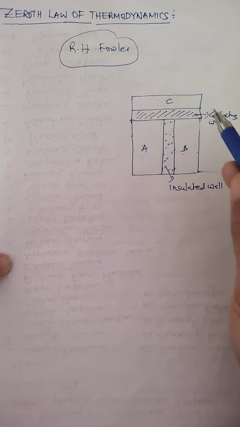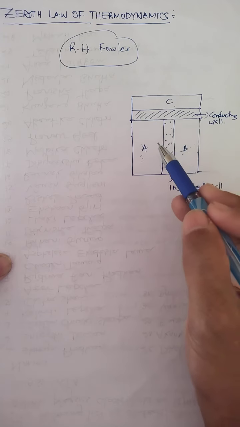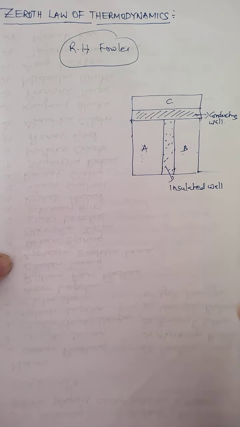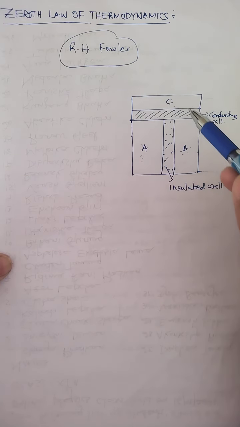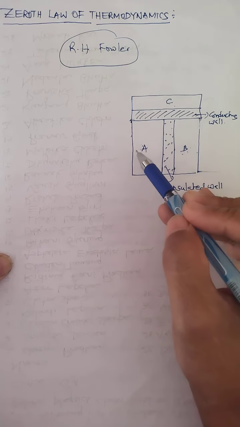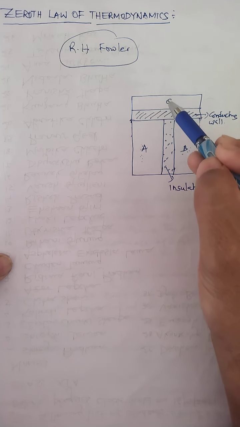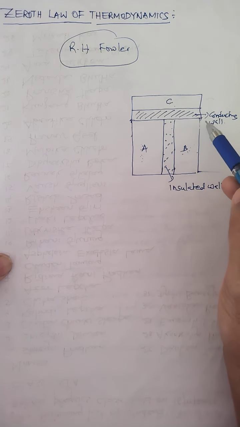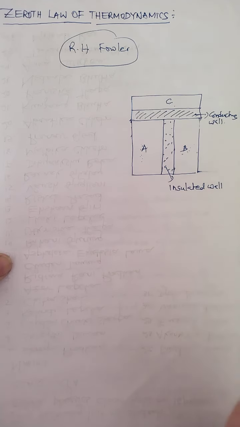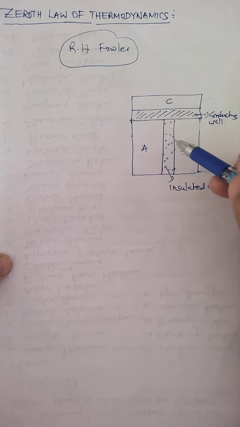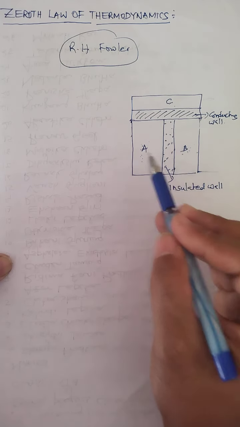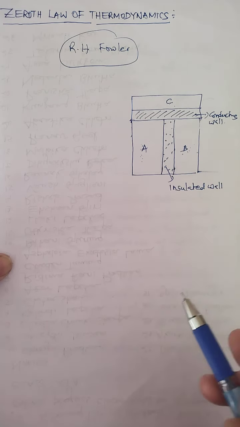This means that in order to achieve thermal equilibrium, there is definitely a transfer of heat from system A to C, and also from B to C, because A and B with C are bounded by a conducting wall, and a conductor is a substance which allows heat to flow. Heat can transfer between A and C and between B and C, whereas it cannot flow from A to B because they are bounded by an insulated wall.